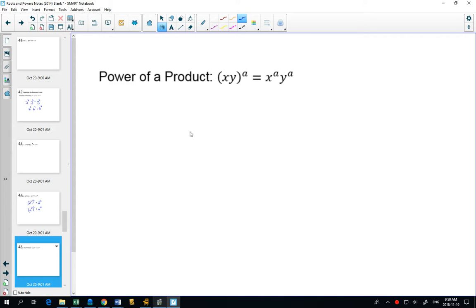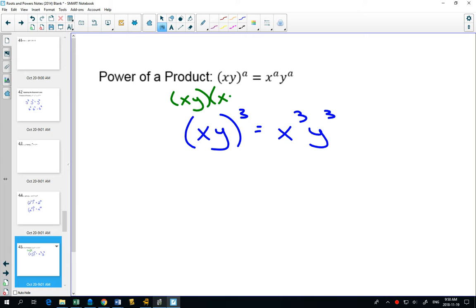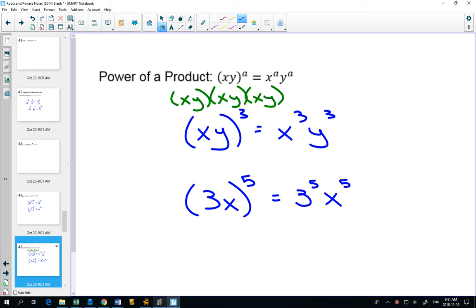Power of a product says when you have an exponent to two things, so if I have xy cubed, well, again, this is what you imagine in your head. Xy cubed means xy multiplied by itself 3 times. And then it should make sense why the 3 would go to the x. You would have x cubed, and you would have y cubed. This works if you have numbers in there as well.